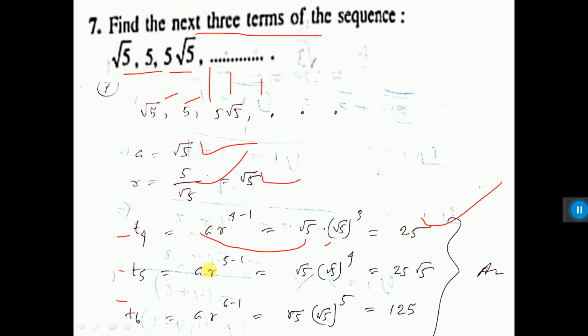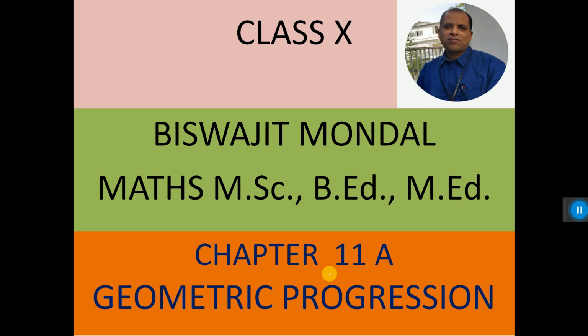Find the next 3 terms of the sequence. That means first, second, third. I have to calculate 4th, 5th, 6th. See T4, T5, T6. How to get: first term a, r equal to second by first. So this by this. Now 4th term a into r to the power 4 minus 1. a value is this, r value is this, to the power 3. So it is coming 25. Similarly, 5th term a into r to the power 5 minus 1, 6th term a into r to the power 6 minus 1. So these 3 terms we have got. That's all for this video.